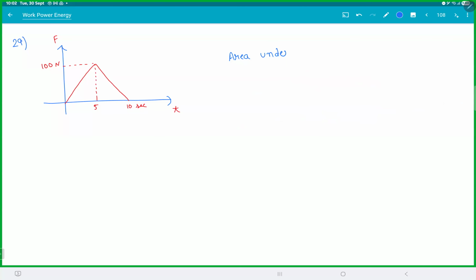So area under FT graph gives you change in momentum delta P, which is MV final minus MV initial. So how much is the area? Half into 100 into 10. Mass is 2 kg. V final, I don't know. That's what you have to find. V initial is 10. That would be 250. V final will be 260 meters per second. That became too big.